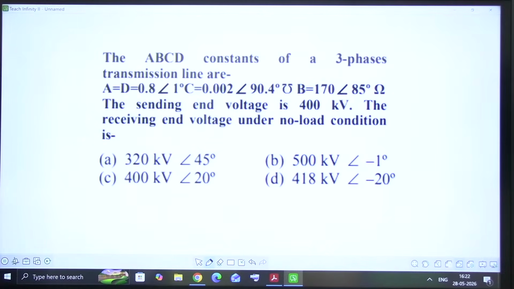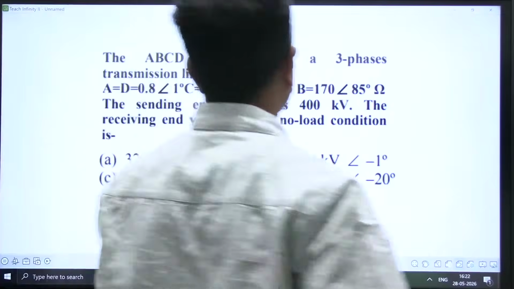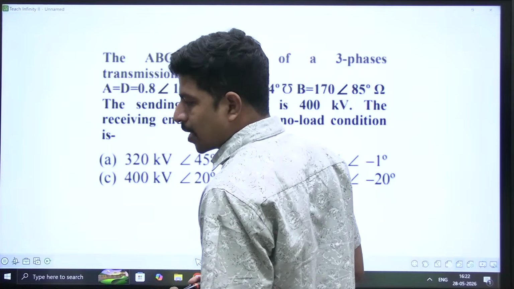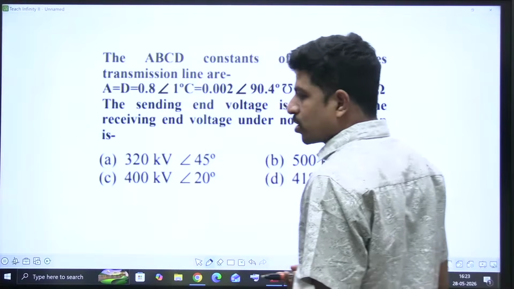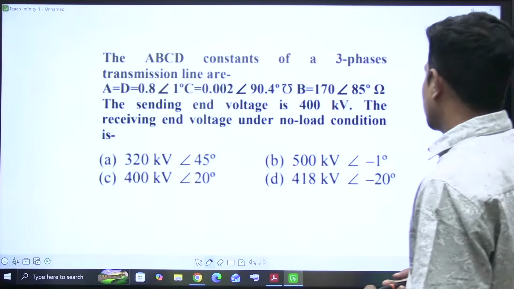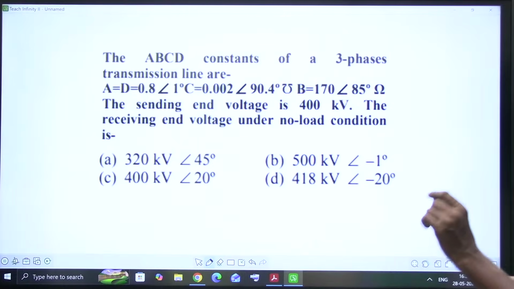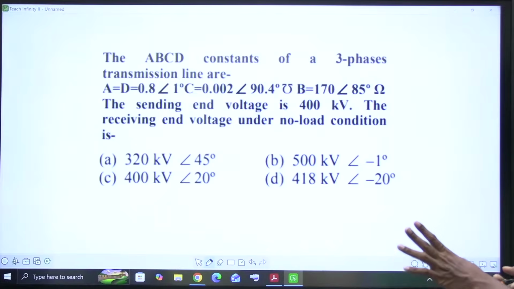Yes, what he's saying. The ABCD constants of a three-phase transmission line are given. It's a very simple question. A should be equal to D. If a question is given where A is not equal to D, that is not a practical transmission line. And definitely AD minus BC must be equal to 1. For a practically existing transmission line, A must be equal to D and AD minus BC is equal to 1.